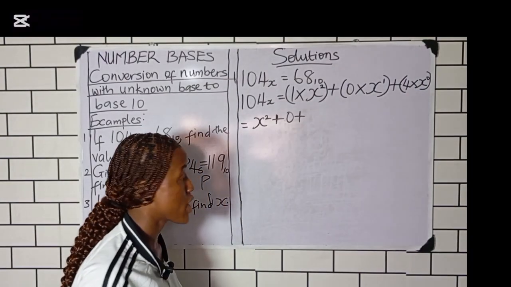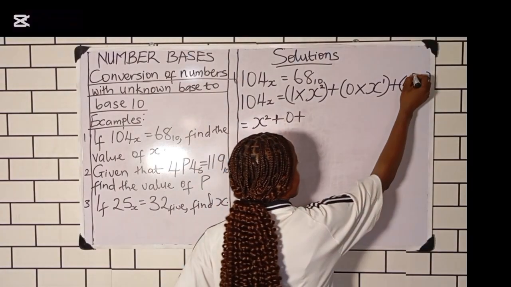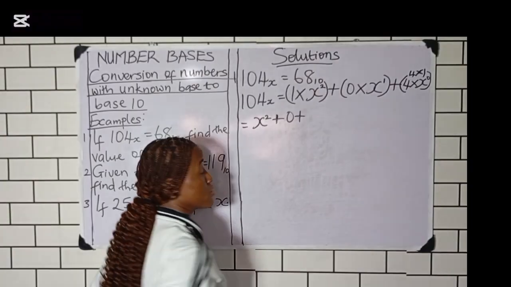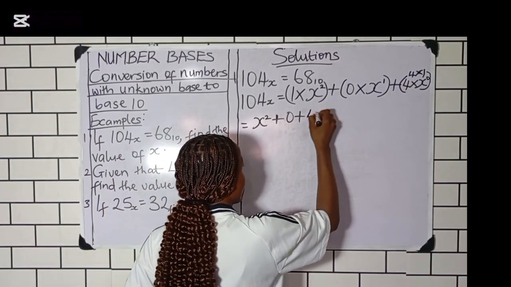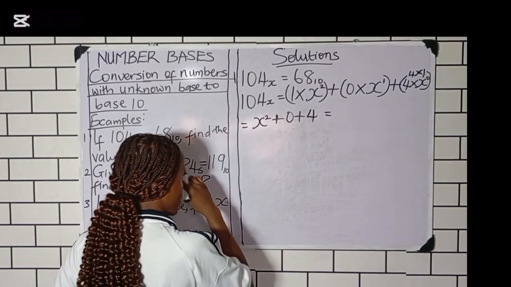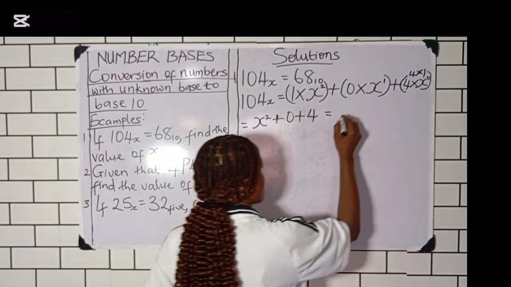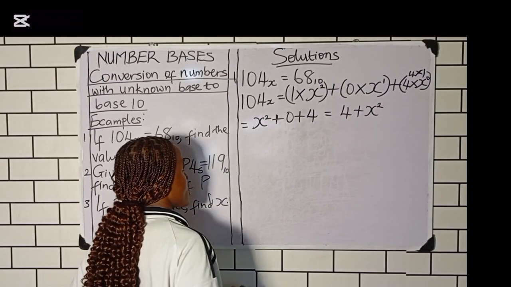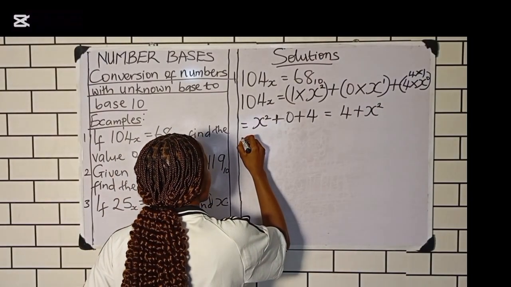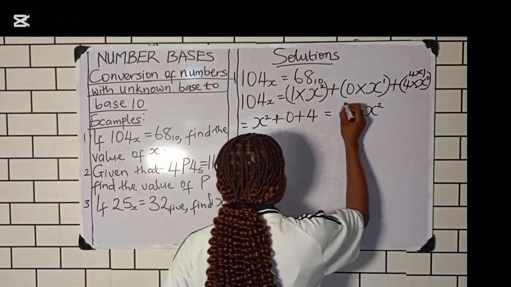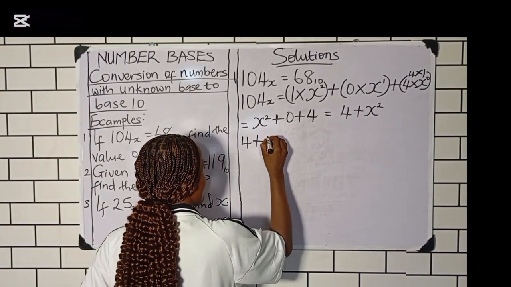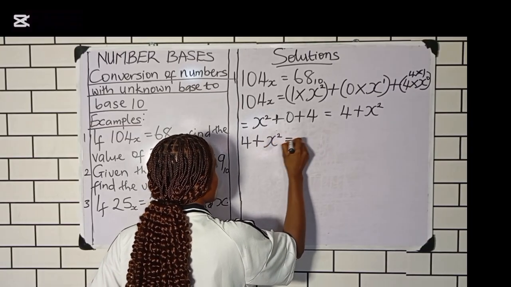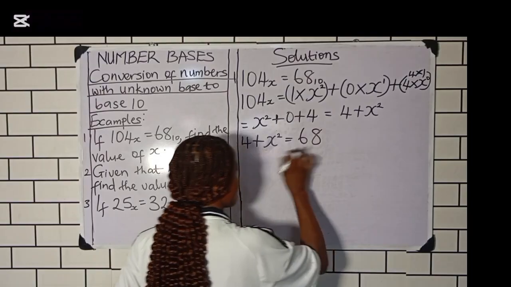x raised to power 0 is automatically 1. Therefore 4 times 1 will give us 4. This gives x raised to power 2 plus 0 plus 4, which is 4 plus x raised to power 2. All these things are in base 10. So 4 plus x raised to power 2 is equal to 68. Both of them are now in base 10.